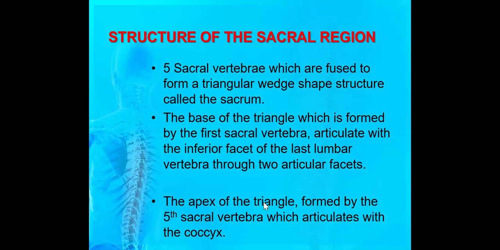The apex of the triangle, which is the lowest part of the sacrum, the pointed or narrow part of this triangular shape, is actually the lower end, and this articulates with the coccyx, which is also known as the tailbone, the end of the vertebral column.